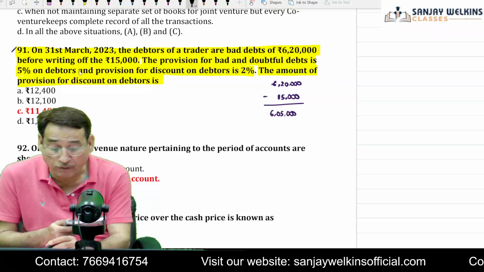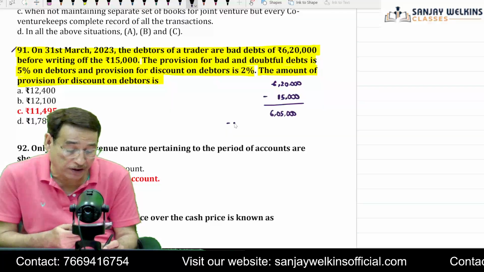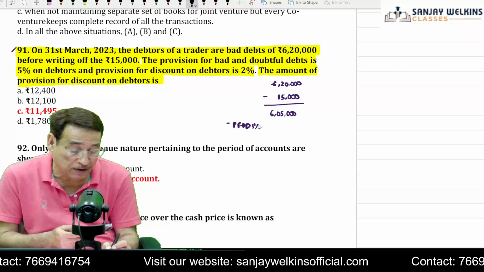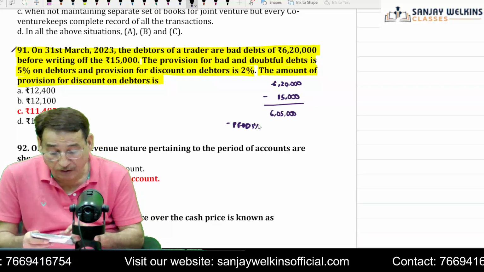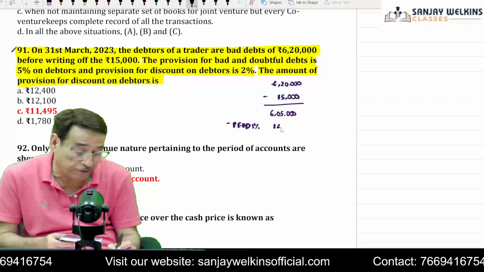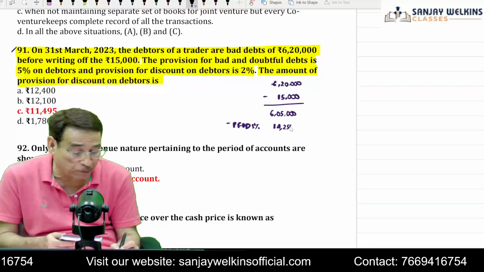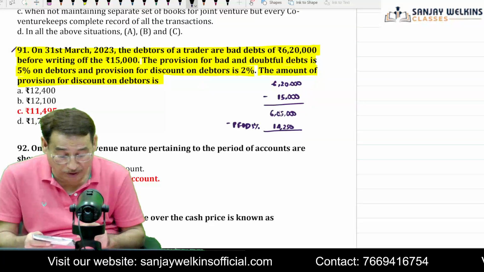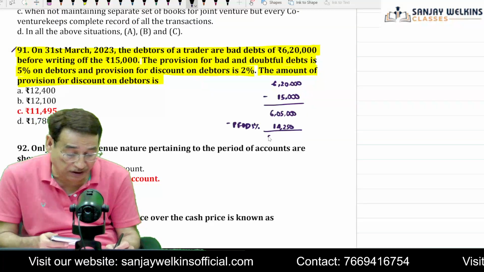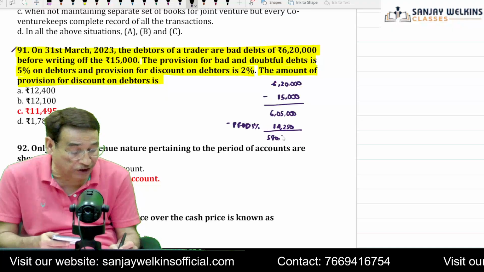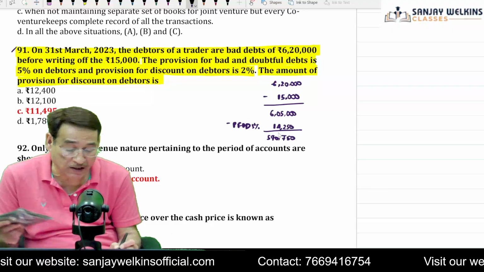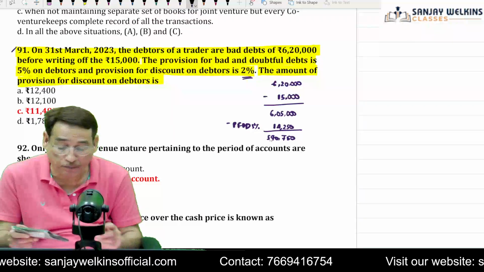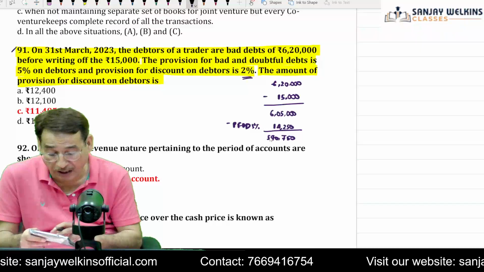Provision, and now the provision for doubtful debts is to be maintained at 5%. So provision for doubtful debts you are going to maintain at 5%. So 5% will be 14,250. Now I will have to subtract the provision from the 6,05,000, and I will be left with 5,90,750. Now the question is asking us to compute the amount of discount. So discount will be computed on 5,90,750 at the rate of 2%.